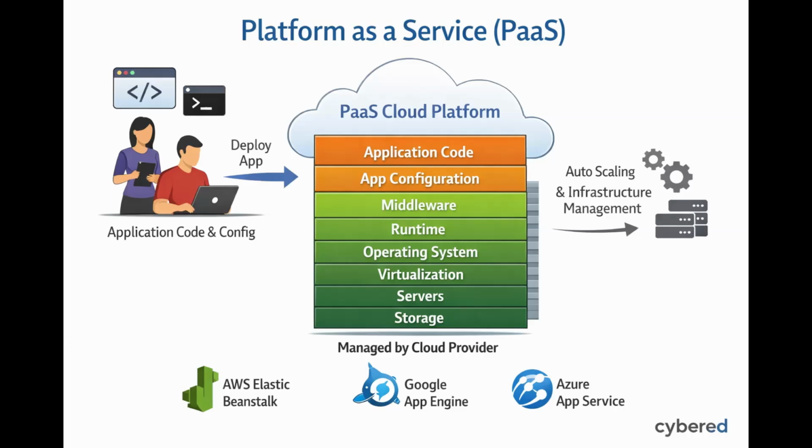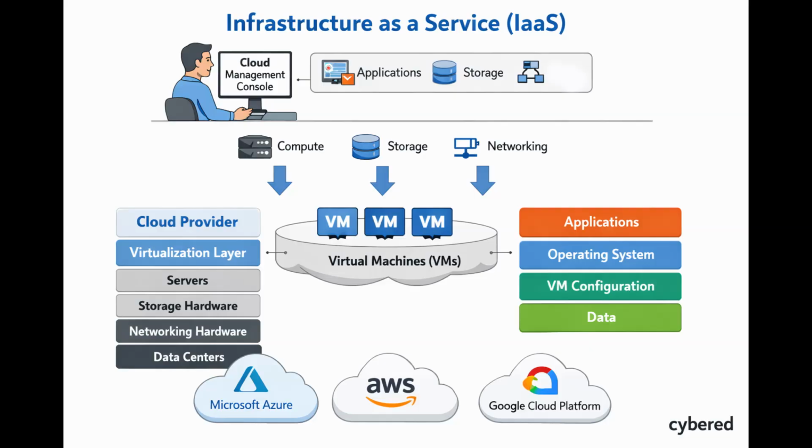Then you have platform as a service, which provides deployment platforms and tools without requiring infrastructure management. Examples: AWS Elastic Beanstalk, Google App Engine, and Azure App Services. Responsibility: provider manages infrastructure, user manages applications. You have infrastructure as a service, which offers virtualized computing resources such as VMs, storage, and networking. Examples: Azure, AWS, and GCP. The responsibility: user manages operating systems, applications, and configuration.